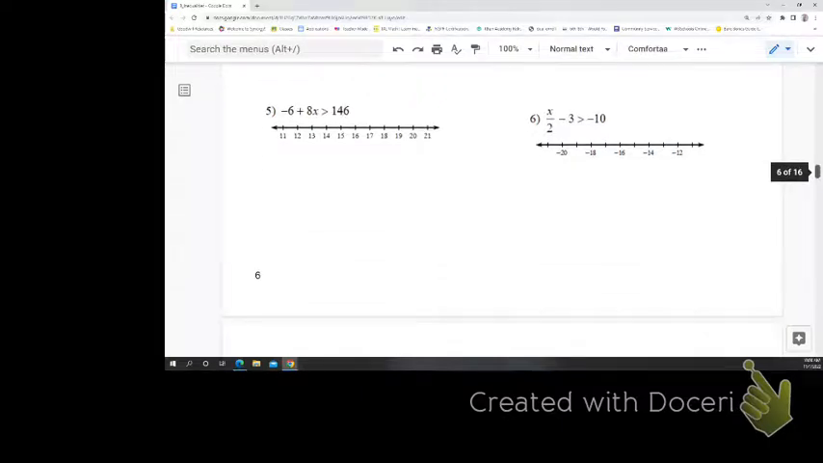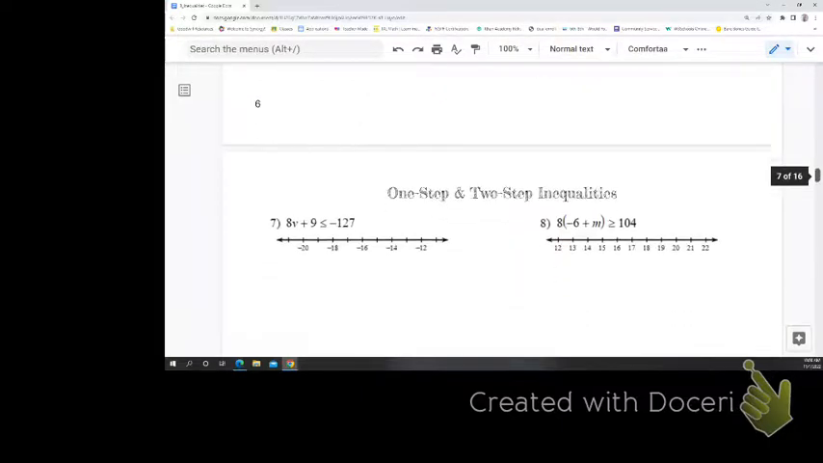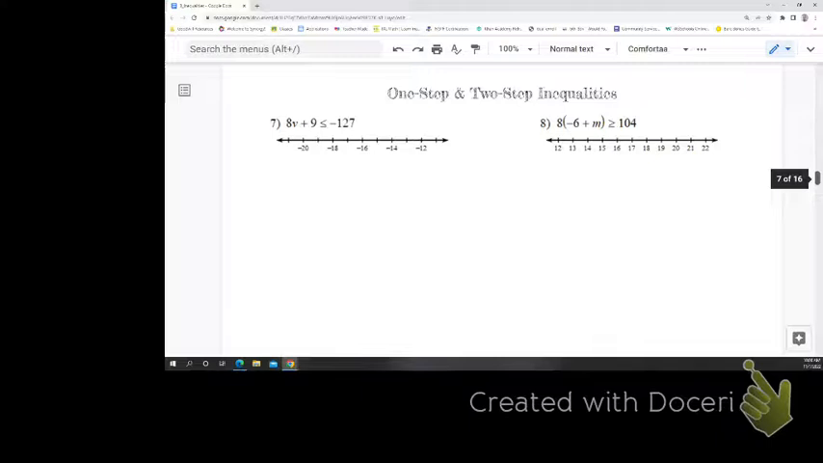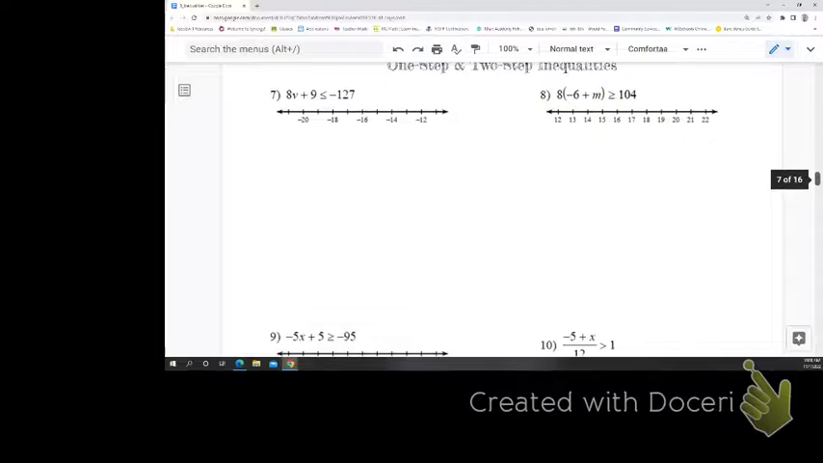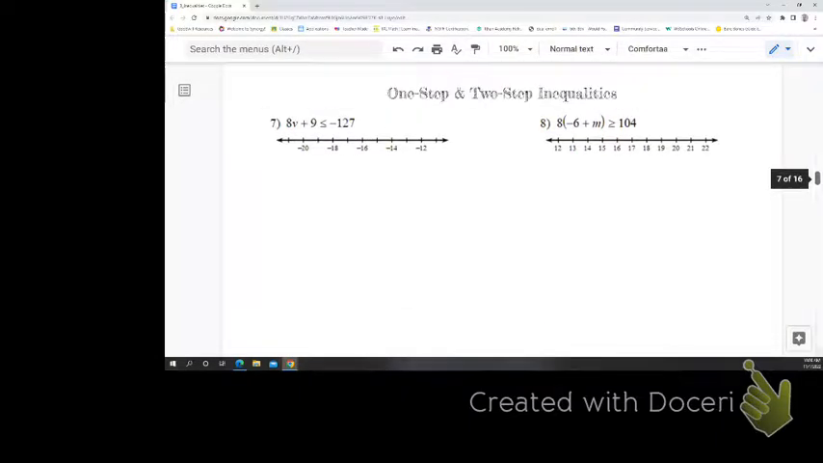Then we have some that are 2 steps. And then we even have some where maybe we need to distribute first. But your steps are still the same as they were when it was an equation. We just have that extra that if we multiply or divide by a negative, we'll change the sign, and then we're making the number line graph at the end.